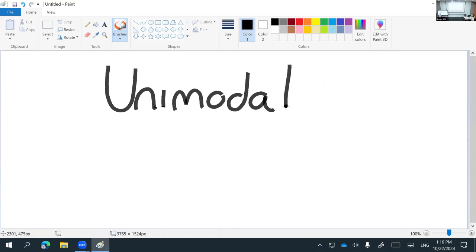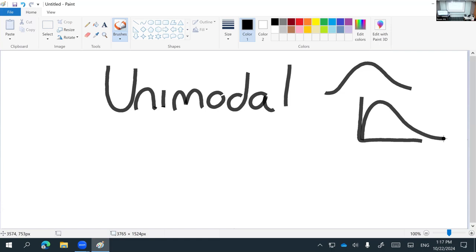What's the word mode? From lecture 2, I think. Mode is the most frequent. So if you're talking about a continuous distribution, the mode is basically the peak of the distribution. What does unimodal mean? It means one mode, i.e., if you plot the distribution function, it has at most one peak. Normal distribution is one peak. Gamma distribution is one peak, right?